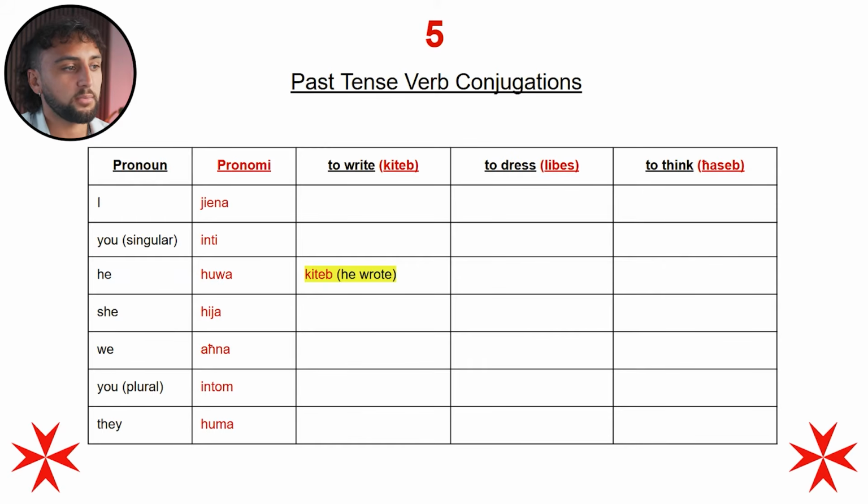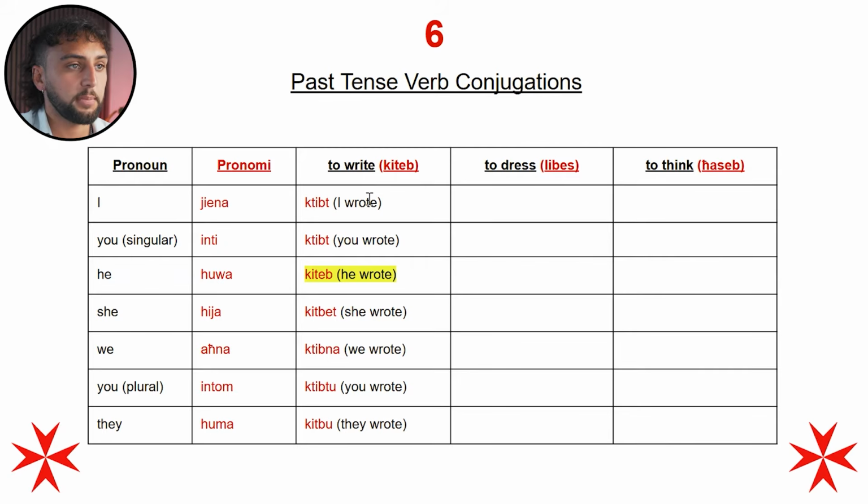And now that we know this, we can start to work out the conjugations for the other pronouns in the past tense. And by the way, I'm always going to leave this conjugation right here highlighted to remind you that it is indeed the mamma. Anyway, let me fill in the rest of these conjugations. So to say I wrote, we say ktipt. To say you wrote, we say ktipt as well, because that's exactly the same as I wrote. And just so you know, these 2 are always identical with each other for all verbs in the past tense.